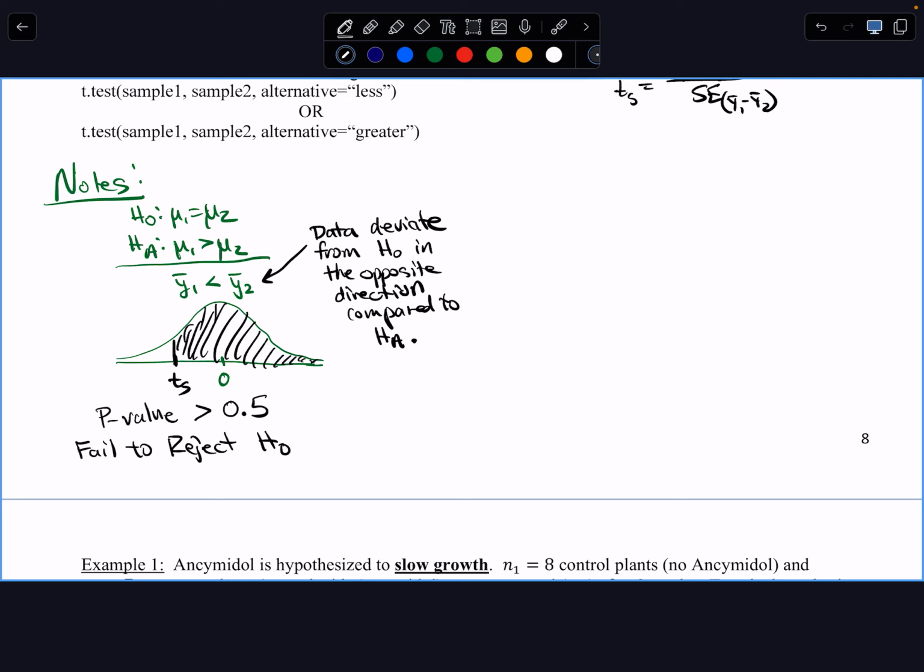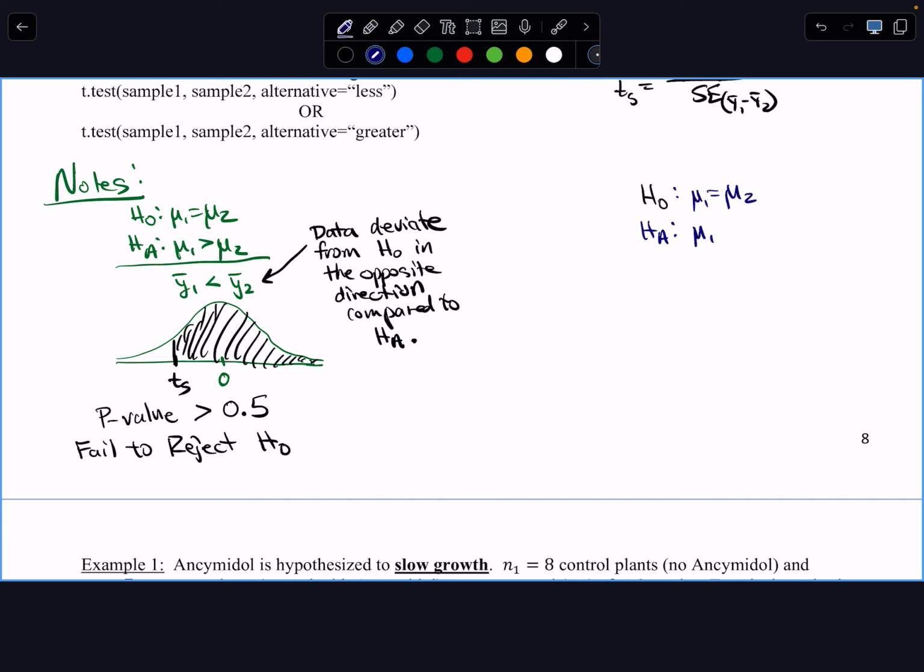All right. And when that is the case, I'm not going to run any test. I automatically know I'm going to have a very large p-value, and I'm going to fail to reject my null. All right. The opposite happens when we go in the opposite direction.